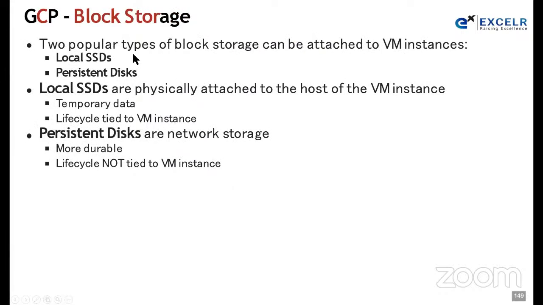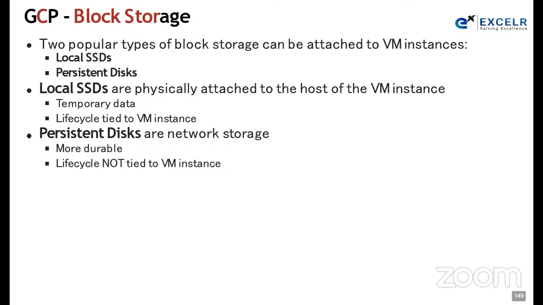So two popular types of storage options are available. One is the persistent disk and the other is the local disk. Local disk, as I told you earlier, is physically attached to the host on which the virtual machine is installed. The data on this local disk will be temporary data. Remember, if you stop this virtual machine, then the data on that disk will be wiped out. So you have to be aware.